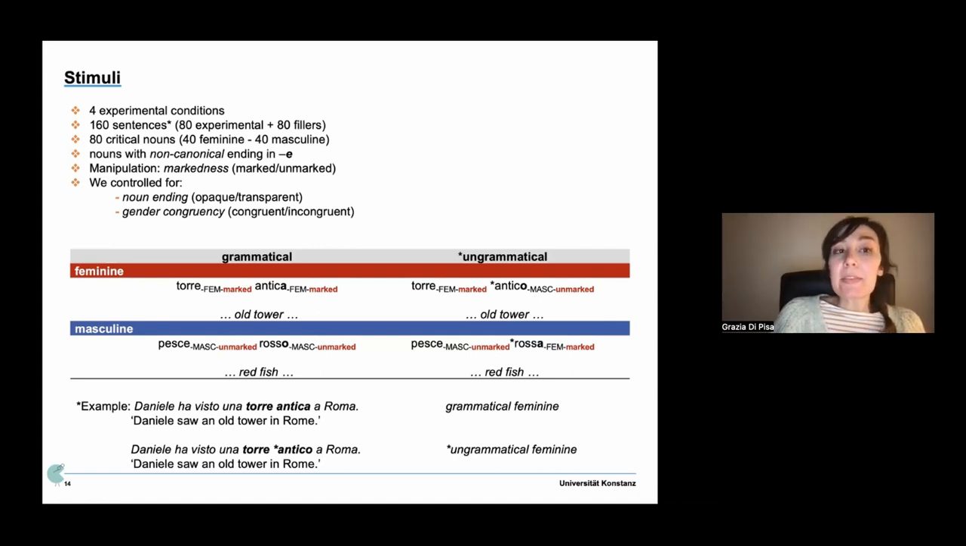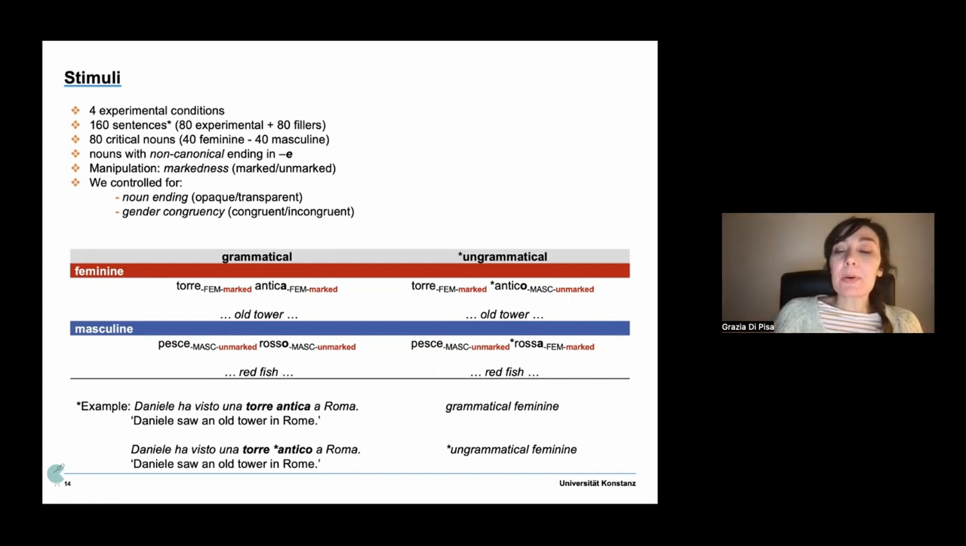We had 80 critical nouns, 40 feminine and 40 masculine, and we only used nouns that were non-canonical, with non-canonical ending in E. As you can see here, torre and pesce. The kind of manipulation was, of course, markedness. So we had the marked and unmarked. And keep in mind that usually marked is feminine and unmarked is masculine in terms of terminology.